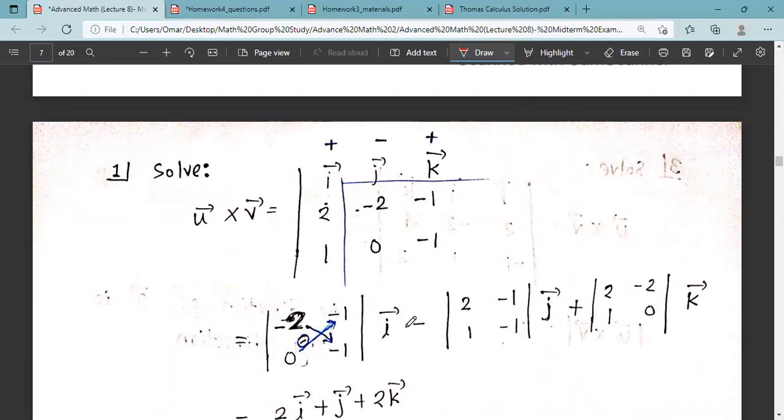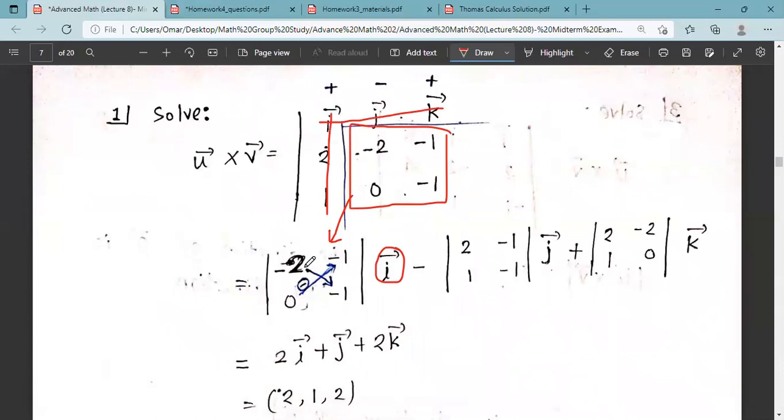If I take i, then I have to cancel out the i row and i column. So I end up with minus 2, minus 1 and 0, minus 1. I have written this part here, and then I have to multiply this way, top to bottom and bottom to top. But when you multiply from bottom to top, you have to multiply by an extra minus.